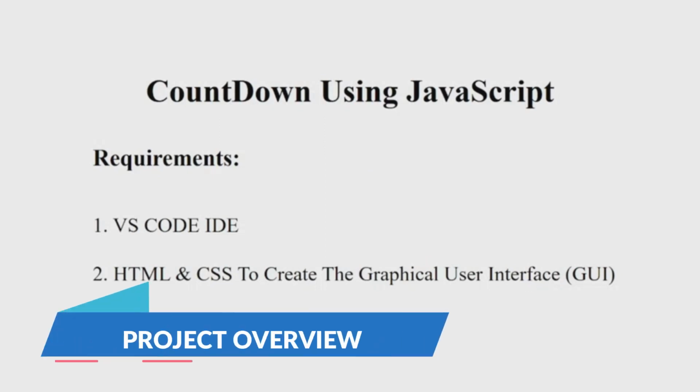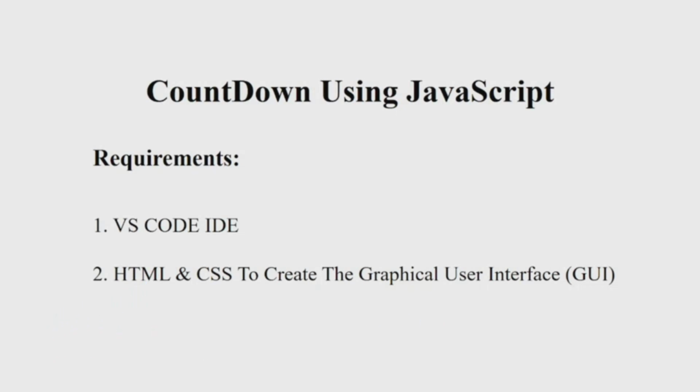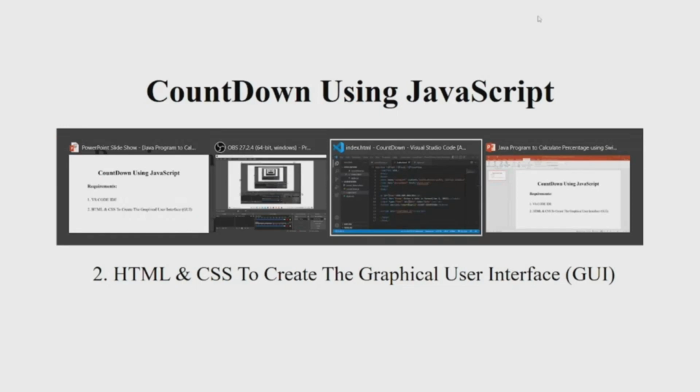Today we are going to make a countdown timer using JavaScript. Let us begin. Let us first see the requirements. You will need a Visual Studio Code editor and some basic knowledge of HTML and CSS to create the beautiful interface. Let us now understand the working of the source code.